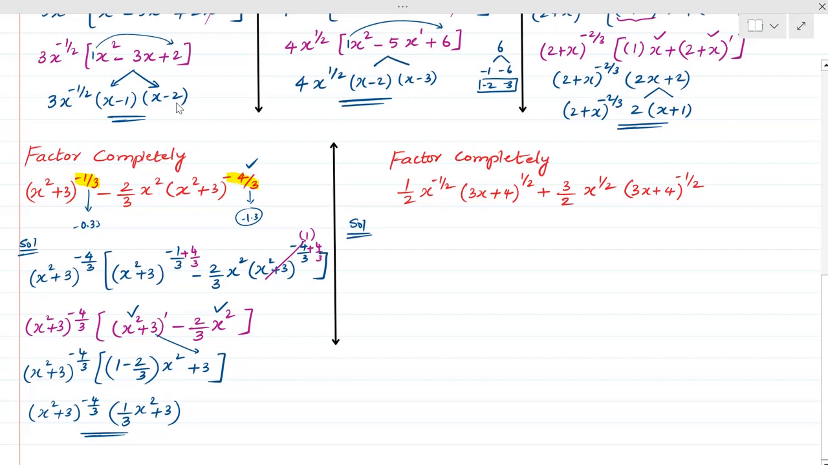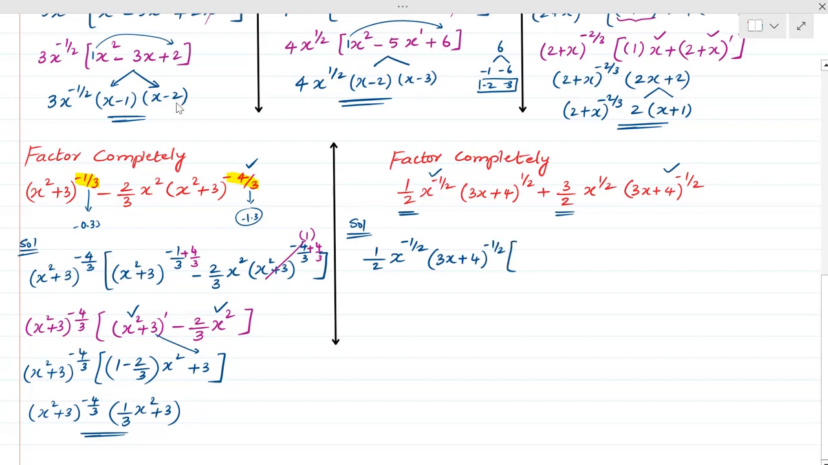Now the next one, here we will have the minus and plus, 2 terms. Here x is also common, 3x plus 4 is also common. So what will we take? First of all, 1 over 2, 3 over 2. So I will take 1 over 2 as a common factor. Now coming to the x to the power minus half, x to the power half. So I will take x to the power minus half, that is the smallest power. Now what about this part? 3x plus 4 to the power plus half and minus half. I will take this as a common factor, which is 3x plus 4 to the power minus half.